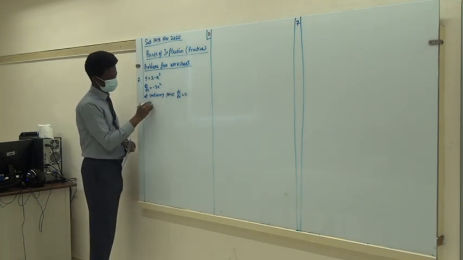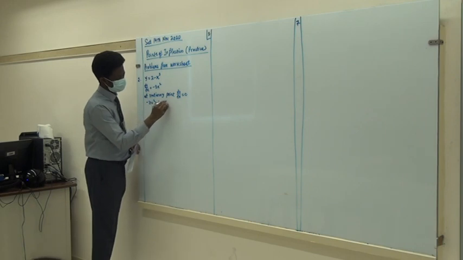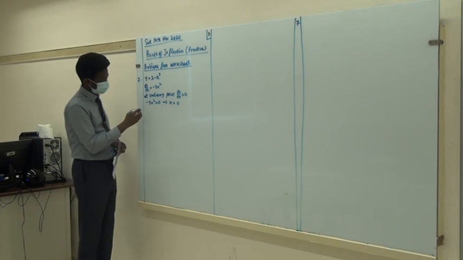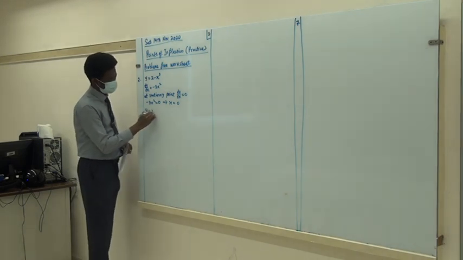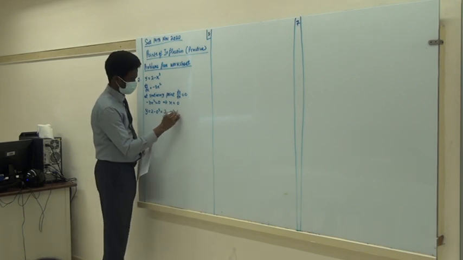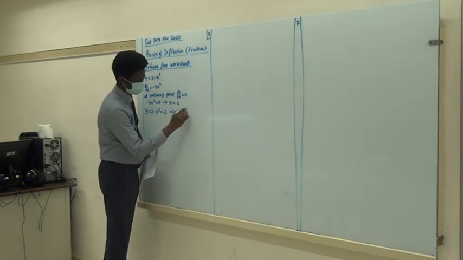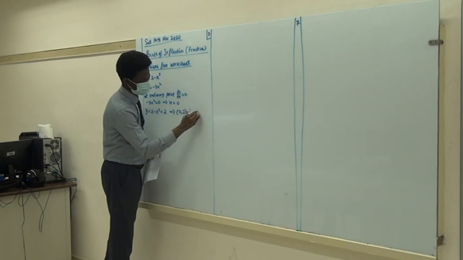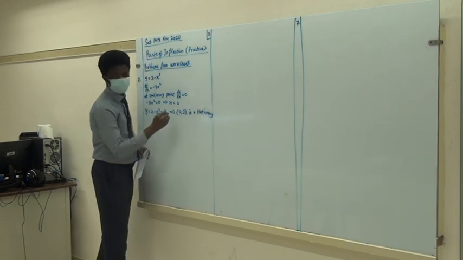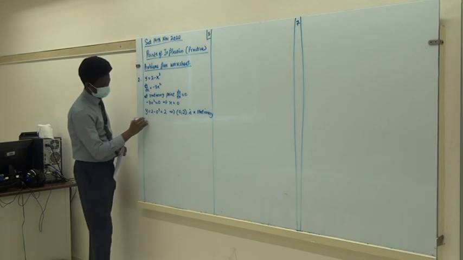So which means the only solution is x is equal to 0. Now when x is equal to 0, y will be 2 minus 0 cubed, which is 2. So the point we're talking about is (0, 2). It's a stationary point. As a matter of fact, that is the only one we can see here.